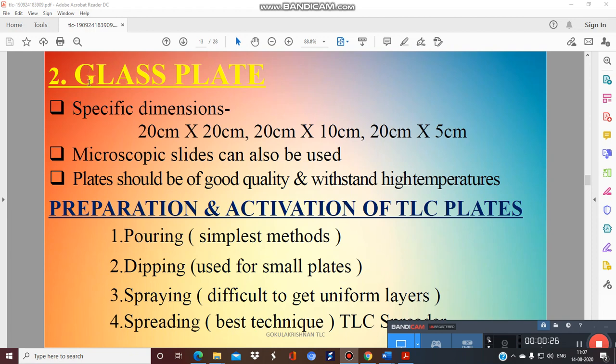Okay, so we have covered the glass plate. There are different types of TLC plates available, of different shape and size according to the sample. Microscopic glass slides are also used.